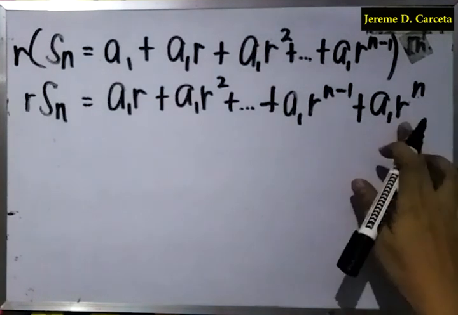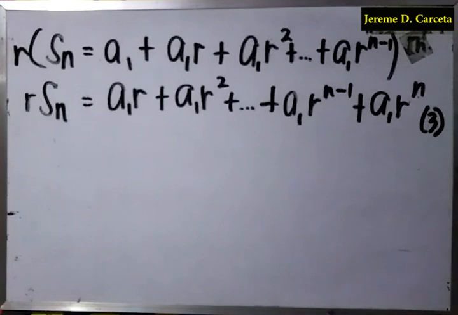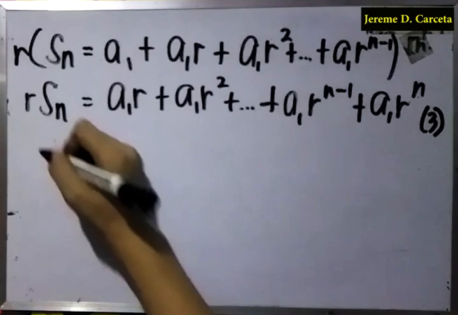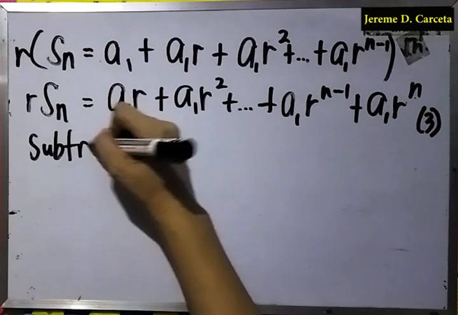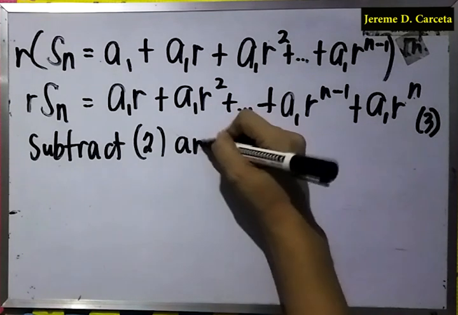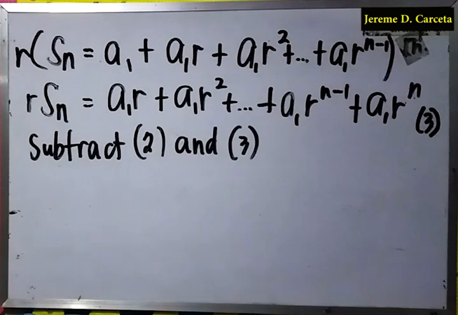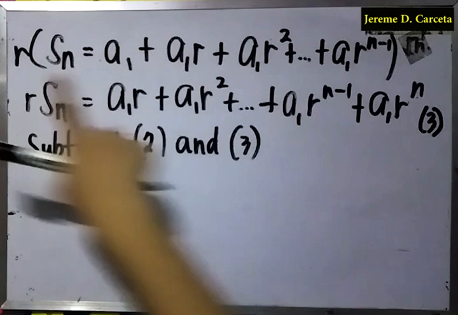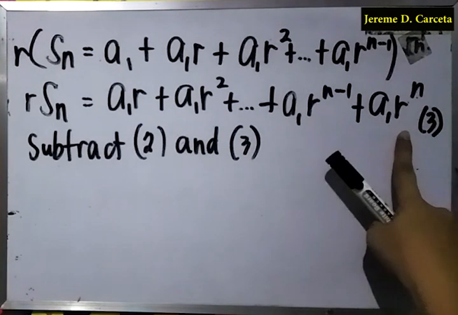So this is now our third equation. So let us subtract our two given equations, the second and the third equation. So this one is our second equation without the r, and this is our third equation.